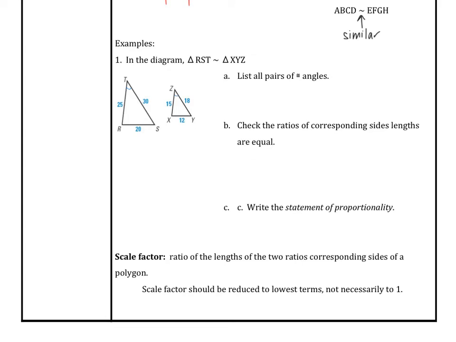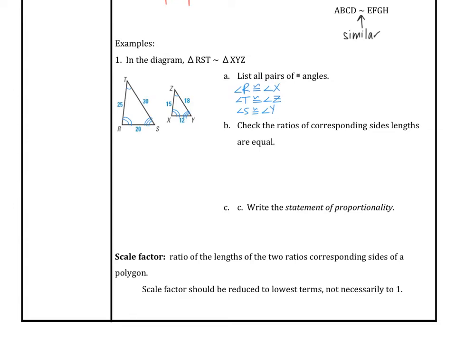When we talked about congruent triangles, we talked about corresponding angles. Those are the ones that correspond, because if you look at the order of the letters right here, T is in the same spot as Z. R needs to be congruent to X, and S needs to be congruent to Y. So those are your corresponding angles. We're going to go ahead and write those down. Okay, so here's our pairs of congruent angles.